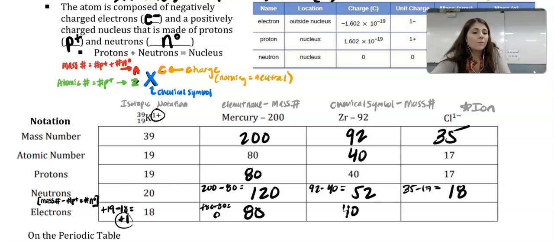Now to figure out what the charge is for number of electrons, here we can't put 17 electrons because it is charged with that minus 1 right here, okay? So here, because it's charged, we have more electrons.